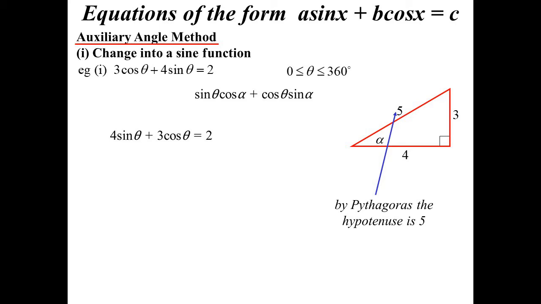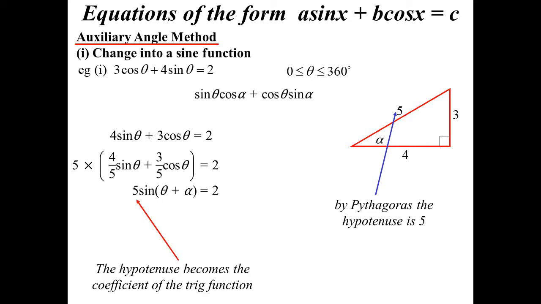I don't normally write this down, but just to show you where I get my next line from. So I know 4 and 3 can't possibly be sine and cosine ratios. So I divide by the hypotenuse. 4/5 and 3/5 can be ratios. But to balance it out, I've got to multiply the whole thing by 5. So what I now have in here is 5 times the sine of theta plus alpha, because we've got sine, cos, cos, sine of those angles. And we know that's equal to 2.